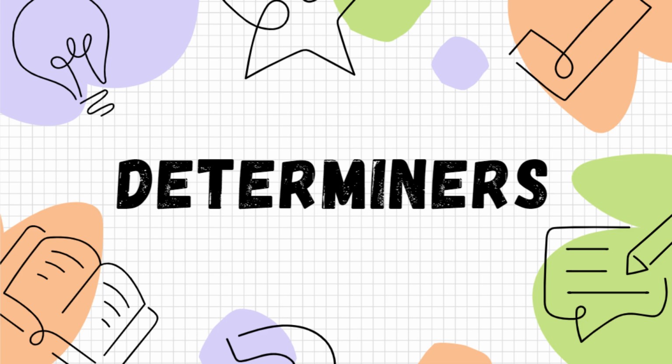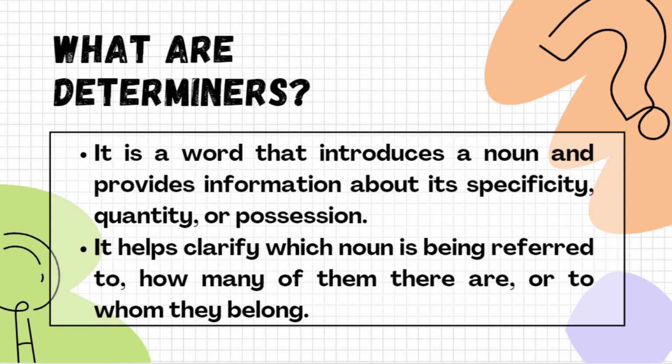Let's learn determiners. So, what are determiners? When we say determiner, it is a word that introduces a noun and provides information about its specificity, quantity, or possession. It helps clarify which noun is being referred to, how many of them there are, or to whom they belong.